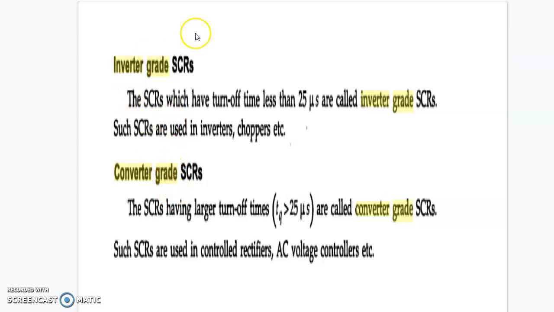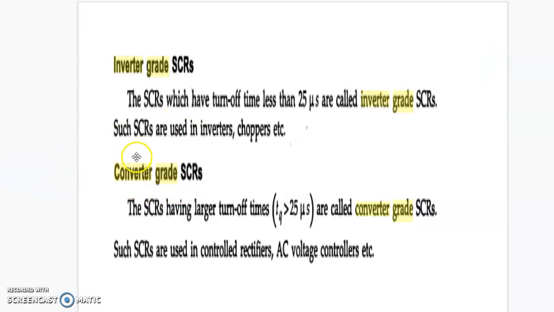So we have two basic types of SCR. First is the inverter grade SCR. We will see what turn off time and turn on time are very shortly in the next slide. If the SCR's turn off time is less than 25 microseconds, then it is known as an inverter grade SCR. Such SCRs are used in inverters, choppers, and so on.